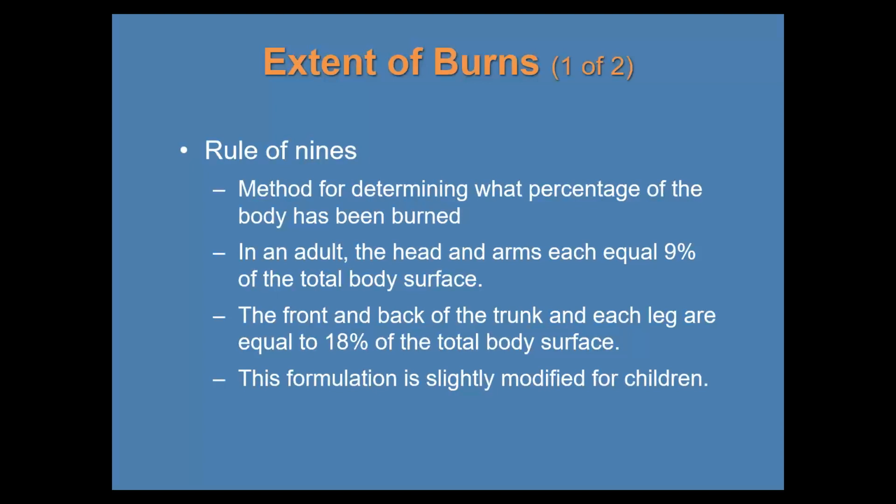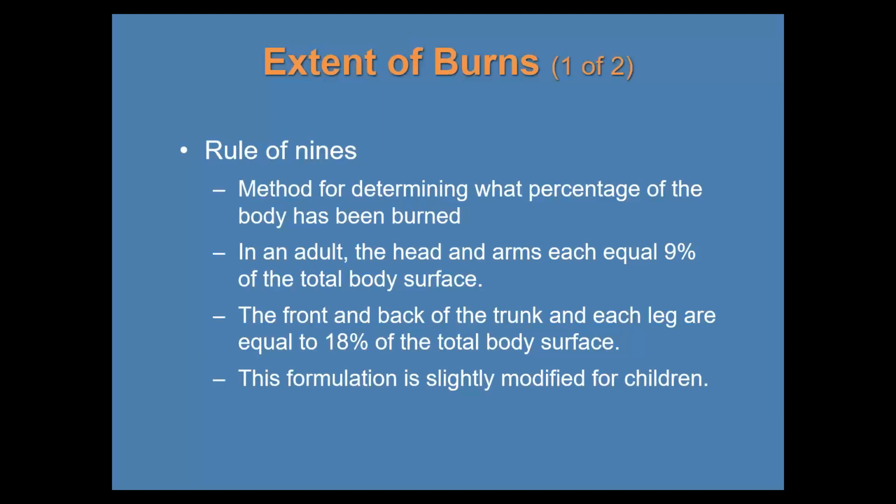So the rule of nines, this is one rule. There's a couple of other ones out there. This is the one we'll worry about for this class, but it just gives you a little bit of an idea of how to figure the amount of body surface area that has been affected by the burns. So in an adult, the head and arms each equal 9% of the total body surface area. The front and back of the trunk and each leg equal 18%. So each one of those is 18. So if the front and back is involved and the legs are involved, then each one of those is 18%.